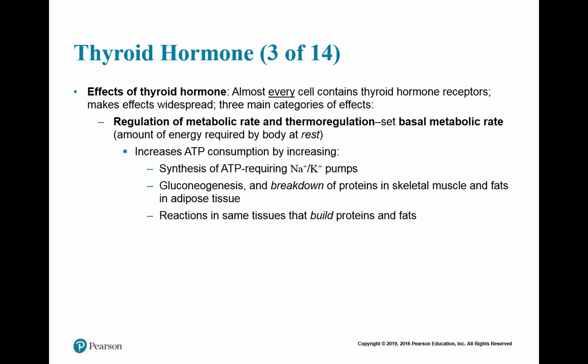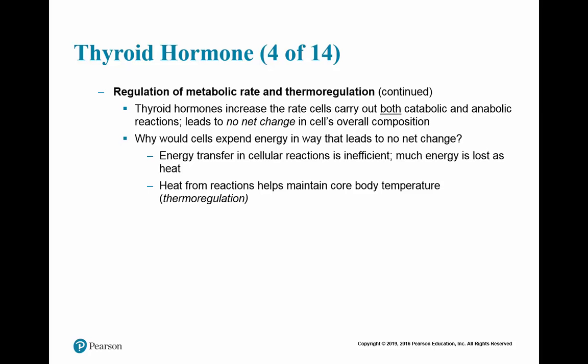Also, in some tissues, they build proteins and fats. The second way affects regulation of metabolic rate and thermoregulation. I'm sorry, not a second way, the same way, not paying attention. They can increase the rate of both catabolic and anabolic reactions without changing the cell's overall consumption, keeping it equal. Well, why would cells want to expend energy and really have no change? Because we lose a lot of energy in heat. Heat helps maintain our core temperature, though, so it's important. So that's why that has to happen.